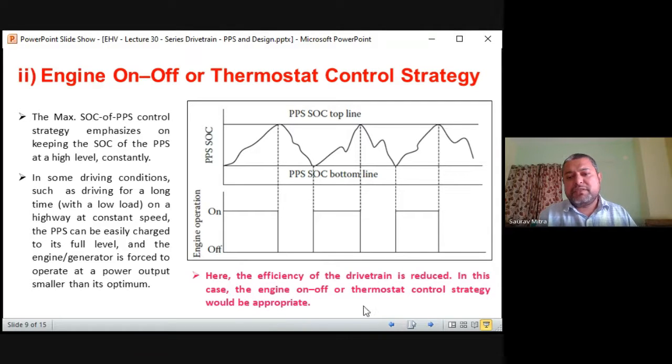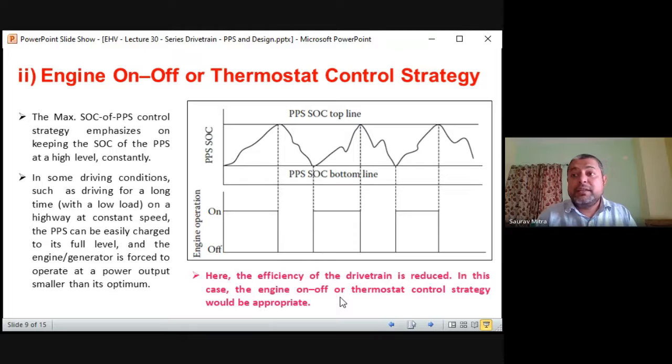Here, the efficiency of the drivetrain is reduced because we are using some power to charge the PPS. So power is generated by the EG, but not all power is used for driving the vehicle. Some power is used to charge the PPS as well. That's why efficiency is reduced. But in this case, the engine on-off or thermostat control strategy would be appropriate.